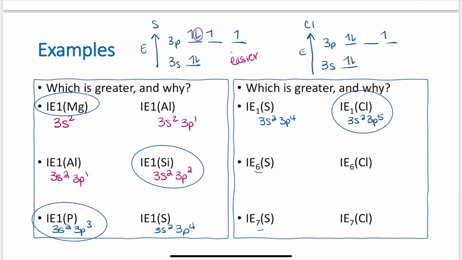Okay, so the 6th electron removed: 1, 2, 3, 4, 5, 6 versus 1, 2, 3, 4, 5, 6. For sulfur, to remove 6 electrons would empty out its n equals 3 energy level. For chlorine, the p's are emptied out, but it's going to split apart.